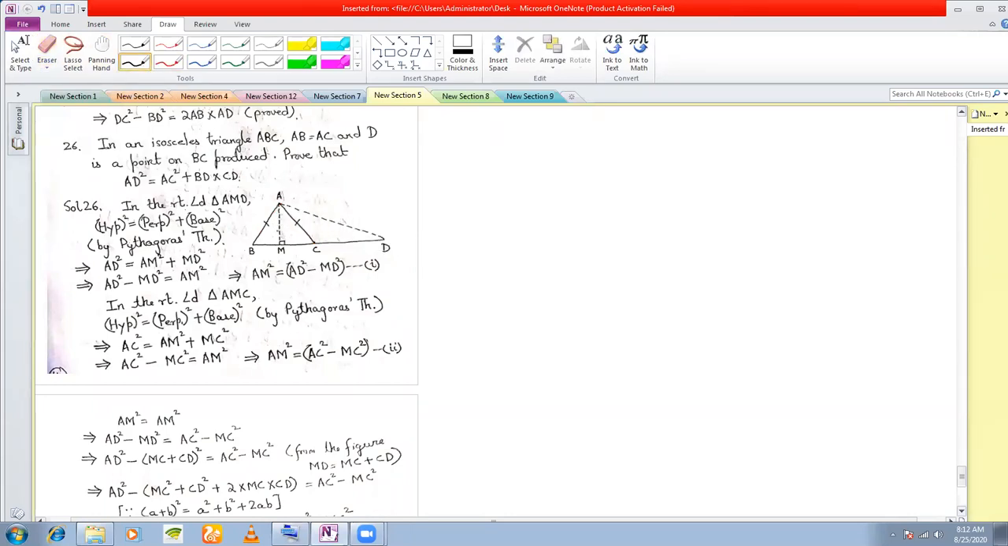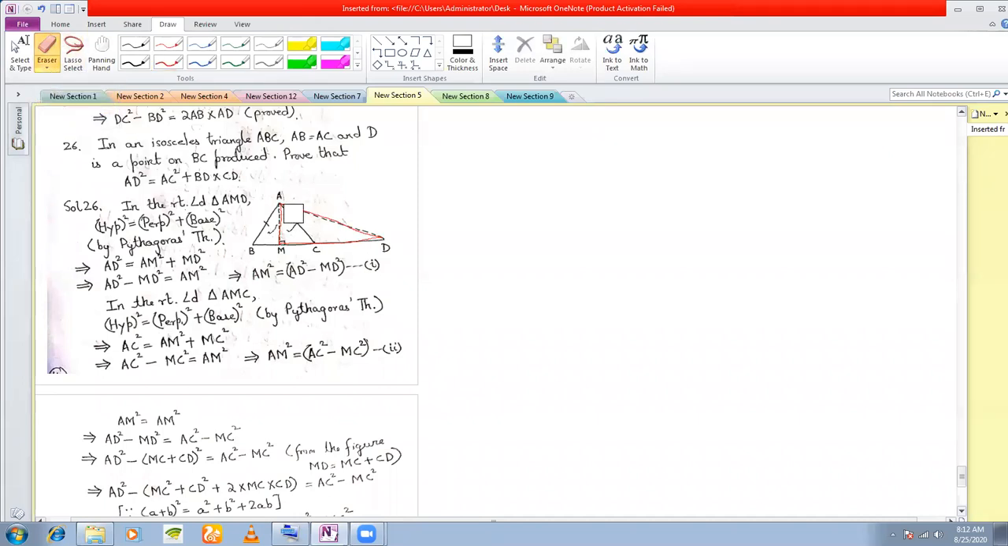First of all, let's see how many right angles I can see. I can see this right angle triangle. I can see this right angle triangle. And I can see this right angle triangle also. This red one. So there are three right angle triangles that I can see.